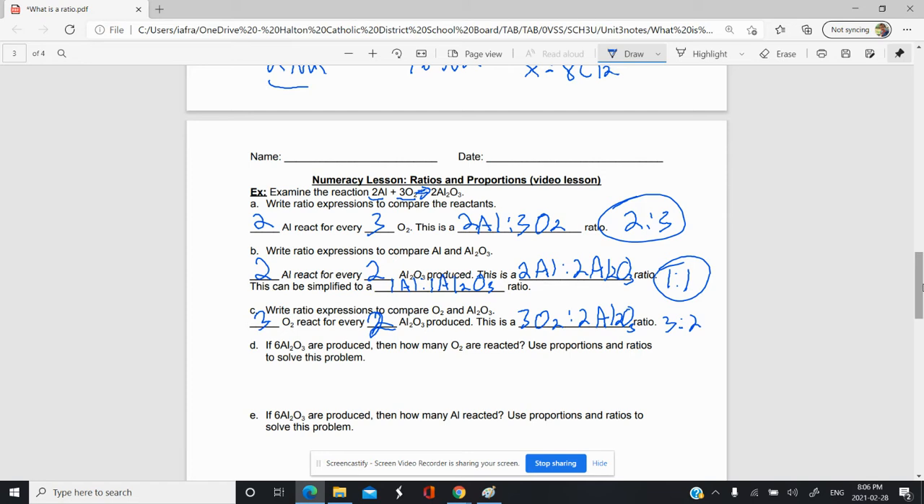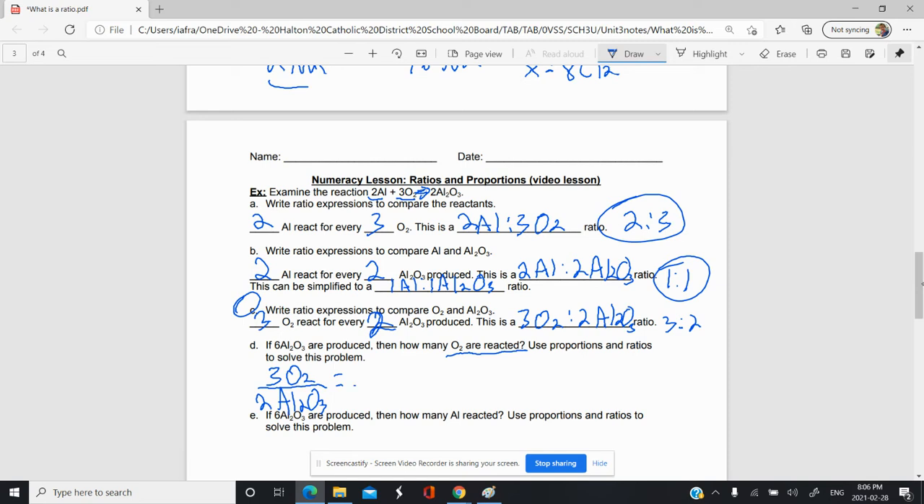So suppose that we had produced 6 aluminum oxides. Well, how many O2 must have reacted? And we're assuming we have a perfect recipe here. We have exactly the right amount of everything to make what we need. So we're comparing the aluminum oxide to oxygen, and we're looking for how many oxygens reacted. So I'm going to write the ratio with oxygen on top. So we have 3 O2 for every 2 aluminum oxides produced.